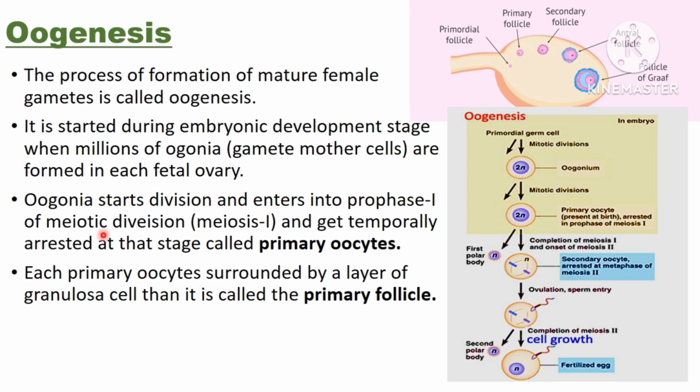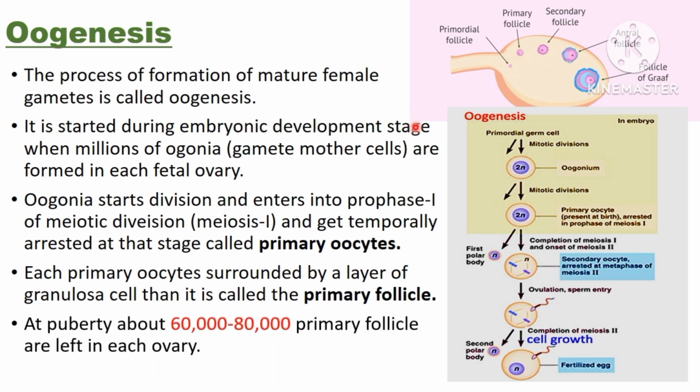Oogonia start division and enter into prophase 1 of meiotic division and get temporarily arrested at the stage called primary oocytes. Primary oocytes get arrested at prophase 1 of meiosis 1. Each primary oocyte surrounded by a layer of granulosa cells is then called a primary follicle. The primary oocytes are surrounded by granulosa cells, and then we call it a primary follicle. At puberty, about 60,000 to 80,000 primary follicles are present in each ovary.